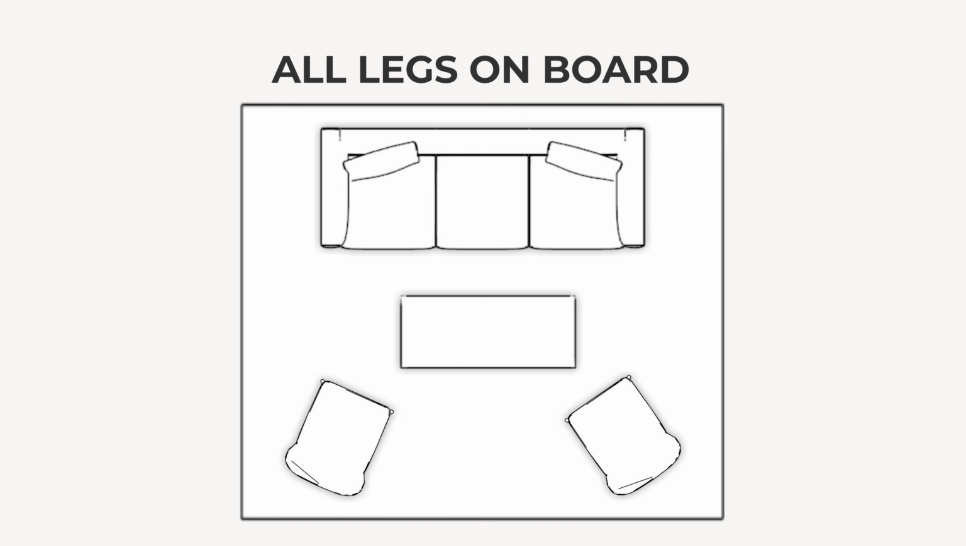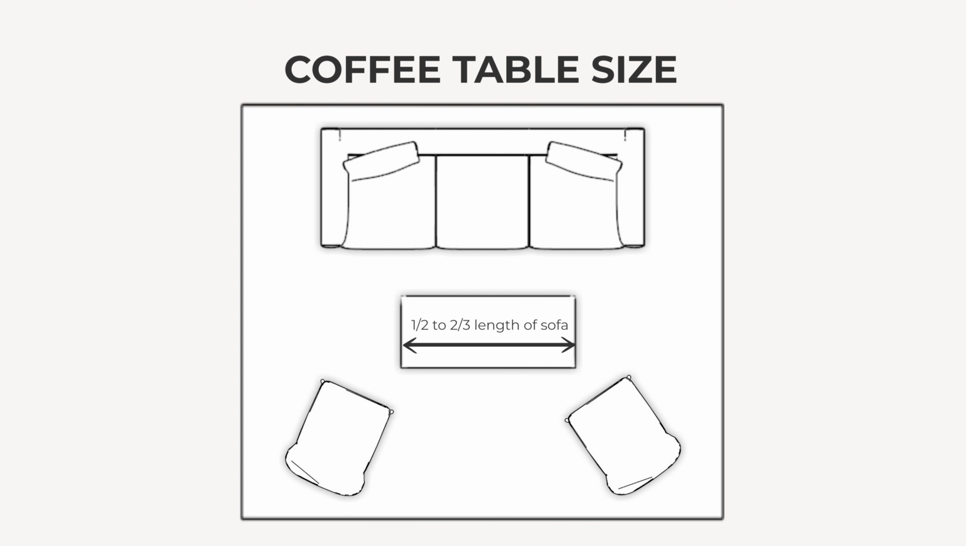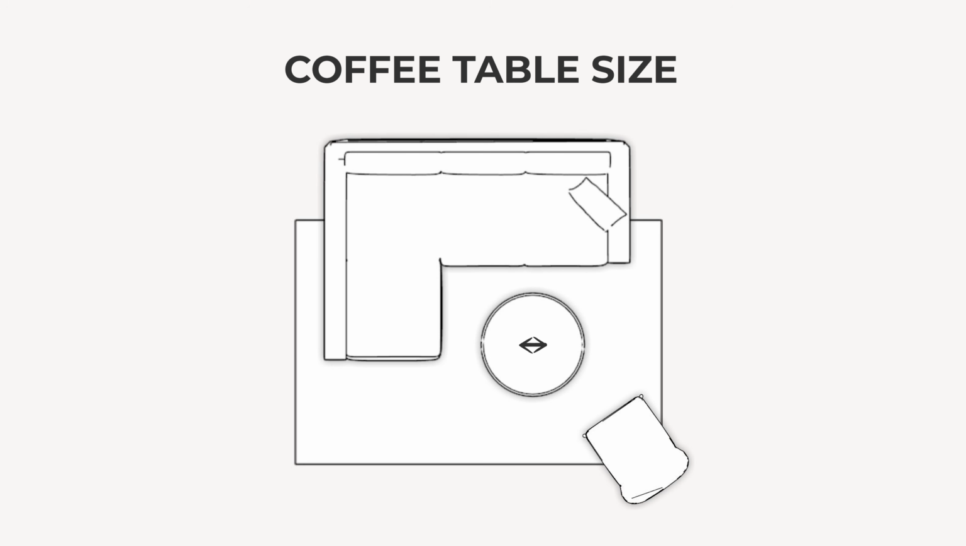With a larger room, you can also consider having all the sofa legs and chairs on the rug. For coffee tables, it should be at least half up to 2/3 the length of your sofa, or half to 2/3 of the horizontal seat of a sofa with chaise.